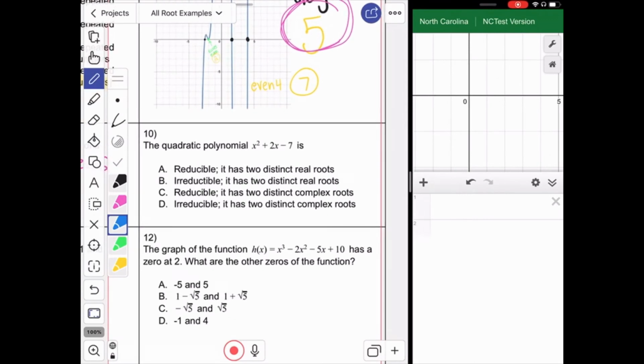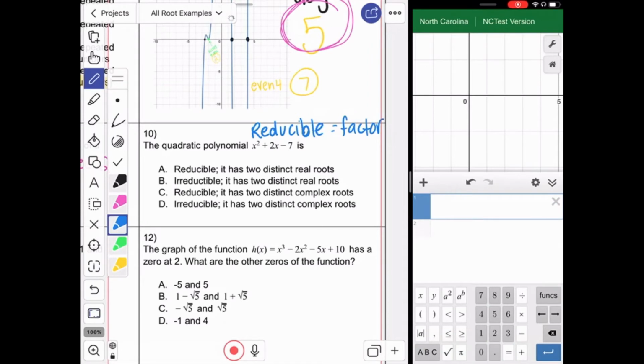All right, so number 10, reducible and irreducible. Reducible basically just means factorable. Can I factor the problem? Irreducible means that it's not factorable. So I have this polynomial, this quadratic, and they want me to determine, is it reducible or irreducible? Does it have 2 distinct real roots or 2 distinct complex roots?